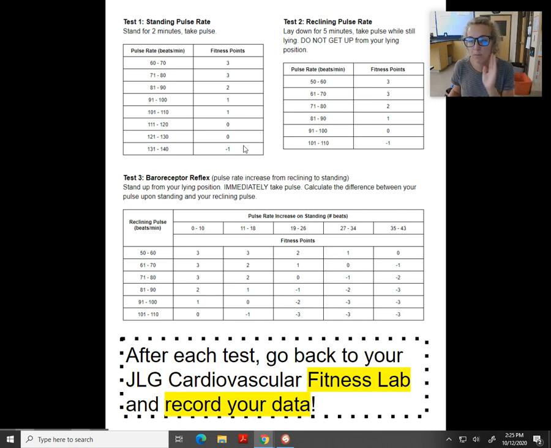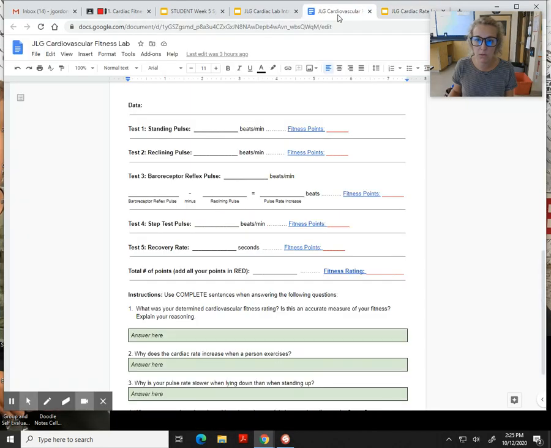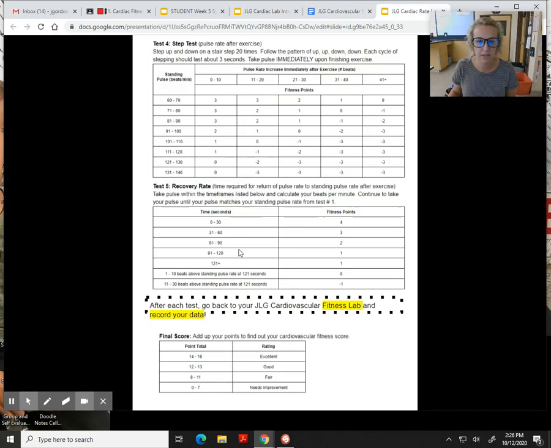So you're going to not only take your pulse, but you're also going to use this chart to identify your fitness points. So if you had a pulse rate after standing for 2 minutes of about 60 to 70, you have 3 fitness points. If you have a pulse rate of about 81 to 90, then you have a fitness point of 2. So you're going to have to go back to that document that we were just at and type in your data, what were your beats per minute, and then your fitness points. You're going to do that for each scenario. So here's the next one.